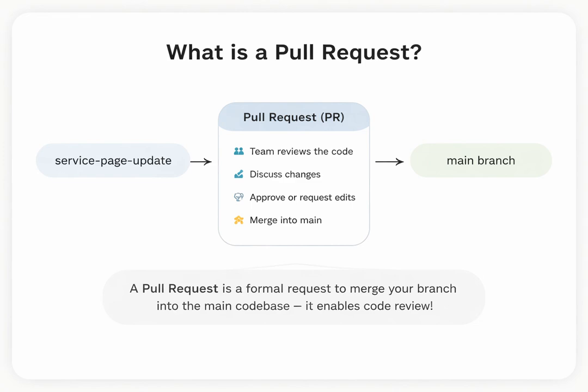A pull request is essentially a formal request saying, hey, I've made some changes on my branch, please review them and merge them into the main branch. On GitHub, after you push a new branch, you'll see a notification or a button prompting you to create a pull request. The team lead or other developers can then go in, review the code, leave comments, request changes if needed, and ultimately approve and merge it. This is the heart of collaborative development. It ensures that no code goes into the main branch without being reviewed first.